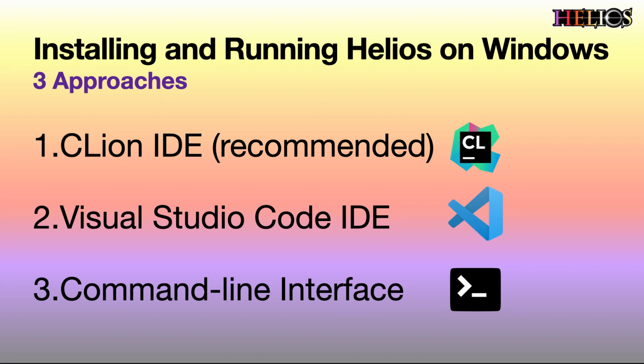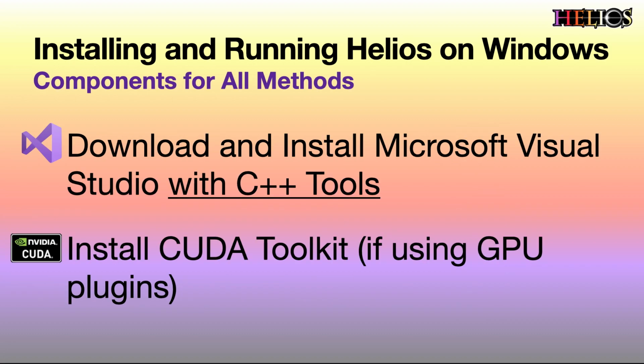However, there is some background material that's common to all 3 different approaches that you want to watch before doing that. Regardless of the method that you're using for running Helios, we're going to need to do 2 things first. The first is that we're going to download and install Microsoft Visual Studio. And importantly, if you already have Visual Studio installed, you're still going to want to pay attention to this step because it's important that you enable the C++ tools as part of Visual Studio. Otherwise, it's not going to work.